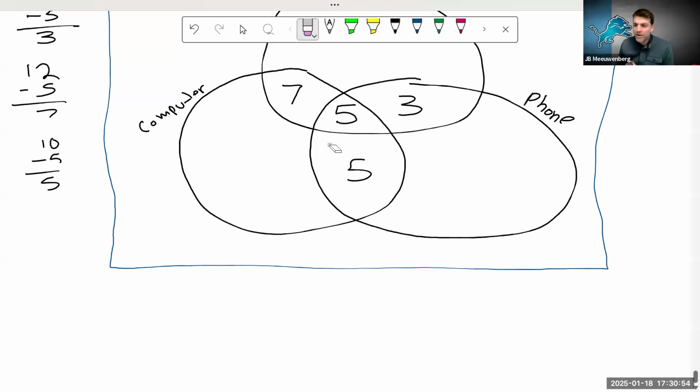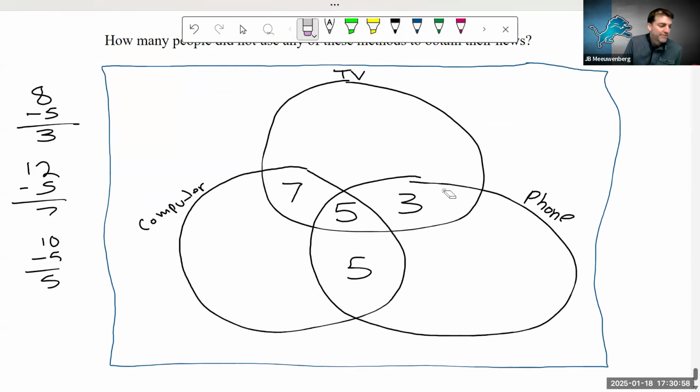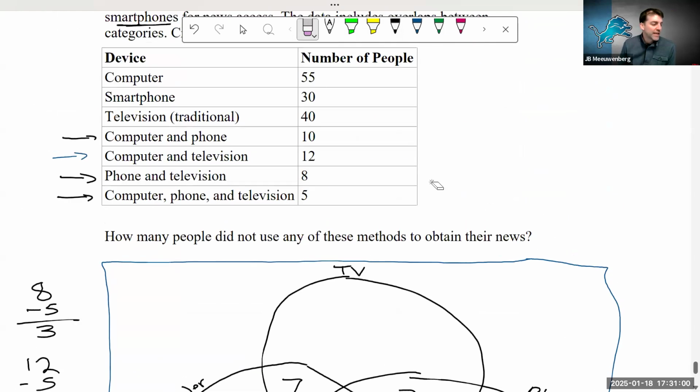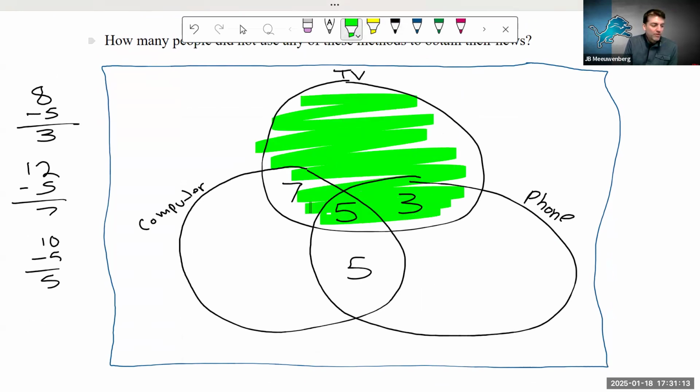How are you doing so far on your own diagram? All right, we've got several numbers left to fill in. So let's look at the television region here. The television said it had 40 total. 40 total. Well, the TV region is all of this, right? All of this section.